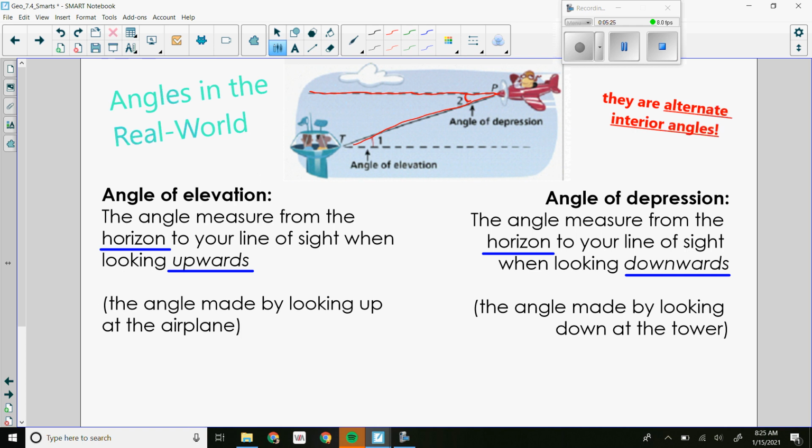One thing you'll notice, those angles are the same. Okay, because the horizon, whether you look straight off in the distance here or straight off in the distance there, those are parallel lines. And so that makes 1 and 2 alternate interior angles. Okay, so just kind of keep that in mind that those are parallel.